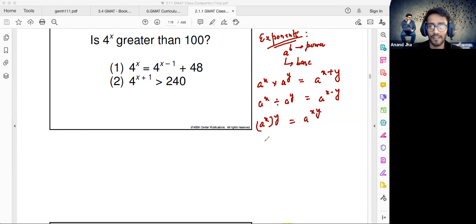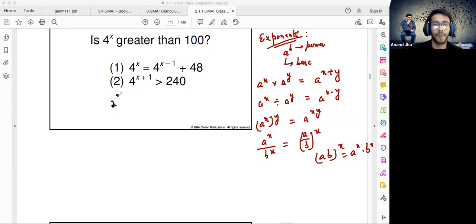Sometimes you may have a power x by b power x. Here the power is the same, the base is different. So you can club these two: a by b power x. Again, ab power x is nothing but a power x into b power x. I'll give an example for all.